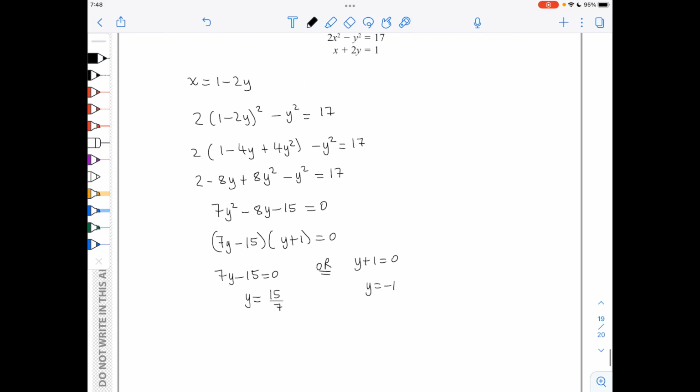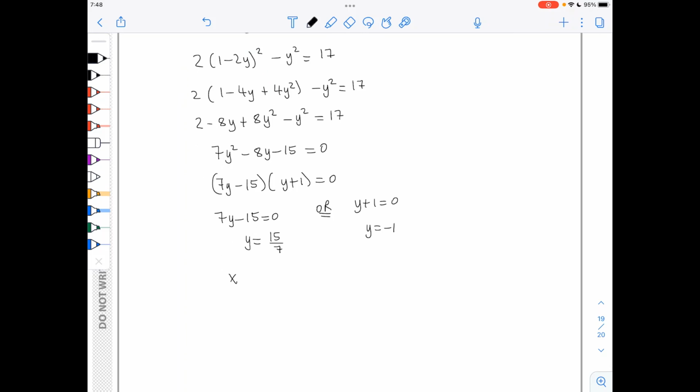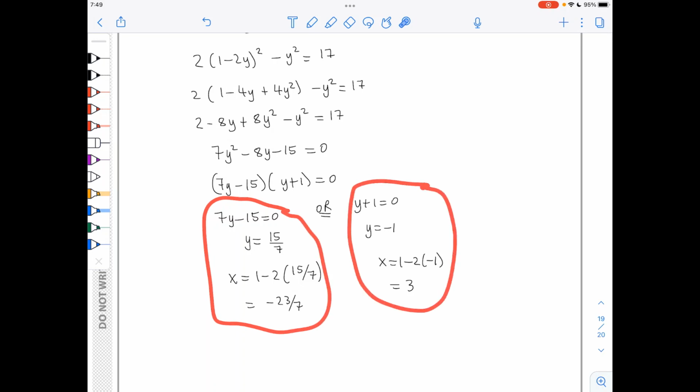So we knew that x is 1 minus 2y. So for each of the calculated values of y, I'll be finding the corresponding values for x. So 1 minus 2 times 15 over 7 is minus 23 over 7. And when y is negative 1, x is 1 minus 2 times minus 1, which is 3. Make sure that the pairing between the x and the y values is easily identified. So the 15 over 7 goes with the minus 23 over 7 and the negative 1 goes with 3.